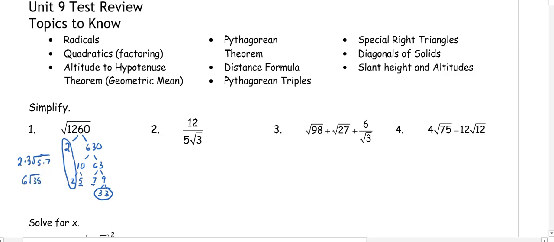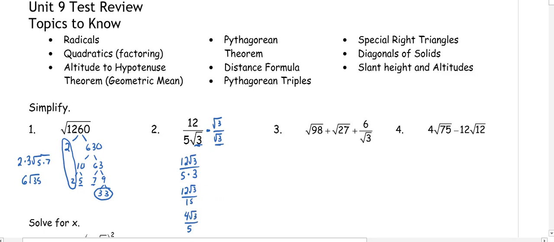In number 2, there's a root in the bottom of our fraction. We're not allowed to have roots in the denominator, so we need to rationalize the denominator by multiplying by the root on both the numerator and the denominator. So we get 12 root 3 over 5 times 3, because remember, root 3 times root 3, the root cancels out and leaves you just the number. So we have 12 root 3 over 15. The numbers outside, 12 and 15, can reduce, so we're left with 4 root 3 over 5.